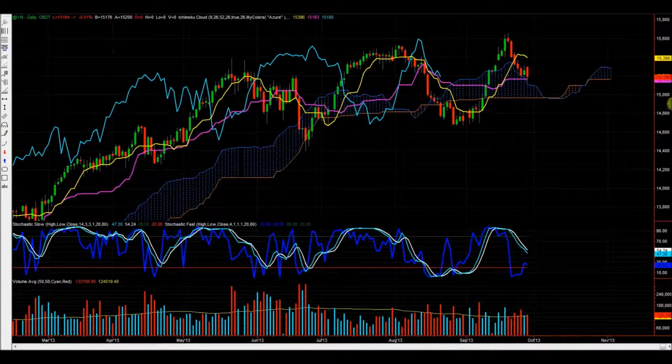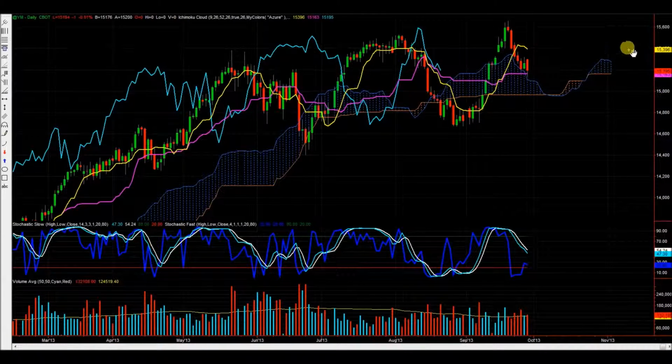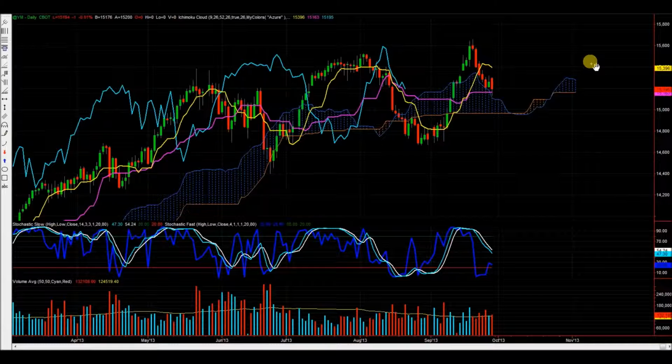So we're going to do something a little bit different this week. This is a new charting technique. It's not new, but it's something fairly new to me. I've been meaning to begin learning this technique for a while.